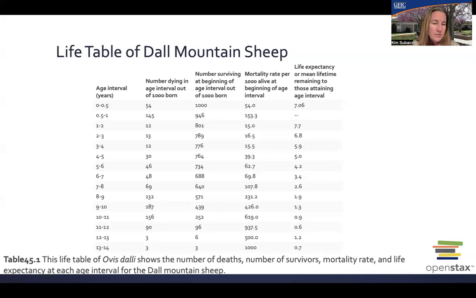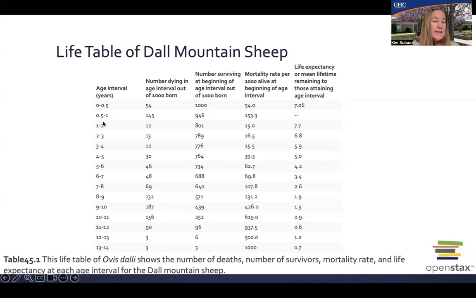And then you can see 0 to half a year, so first 6 months, 6 months to a year, then 1 to 2, 2 to 3, on and on until about age 14. This cohort had 1,000 little sheep starting off, and in the first 6 months, 54 of them died. So 54 out of 1,000 died off. You can see the mortality rate per 1,000 is 54 exactly, because we are in the very first step of this life table.